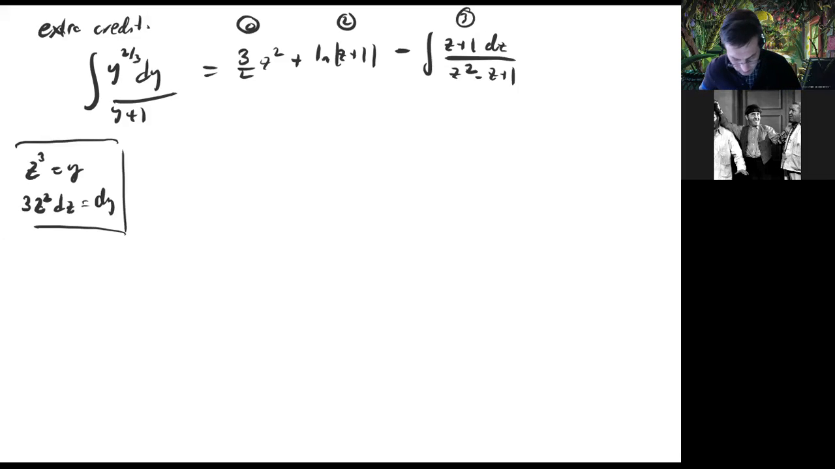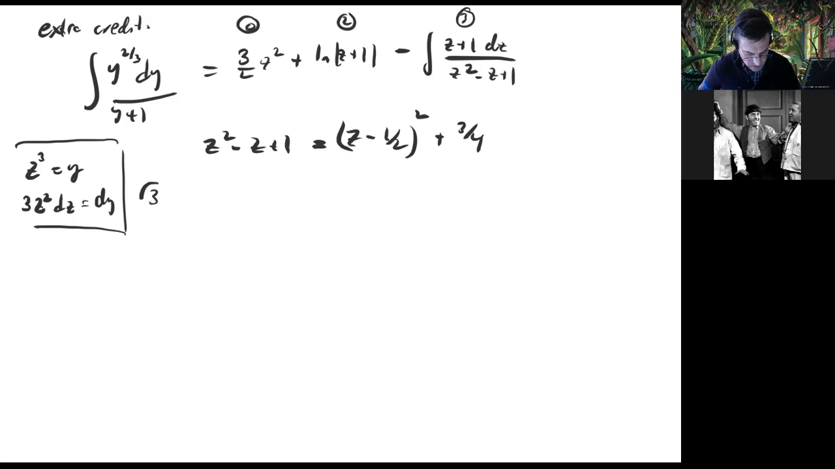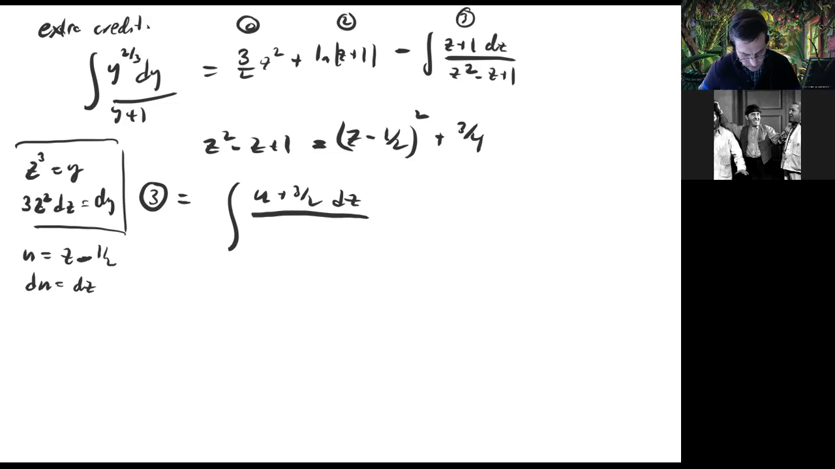The idea here is I'm going to complete the square. So I'm going to write z squared minus z plus 1. If you complete the square, you're going to get z minus 1/2 quantity squared plus 3/4. And so the integral 3 becomes, we're going to do another substitution. We're going to let u be z minus 1/2. So du is dz. And therefore, the integral 3 becomes the integral of z plus 1, which is u plus 3/2, dz over u squared plus 3/4. And I'm going to break this up into 2 separate integrals. It is u, there's a du, it shouldn't be a dz.